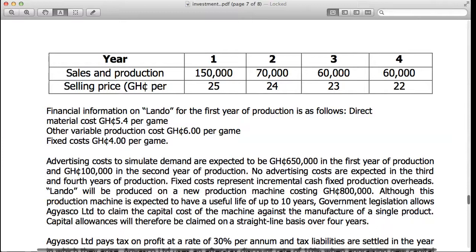Although this production machine is expected to have a useful life of 10 years, government legislation allows Ajasco to claim the capital cost of the machine against the manufacture of a single product. Capital allowance will therefore be claimed on a straight line basis over the 4 years. So I'll talk about it when we start.